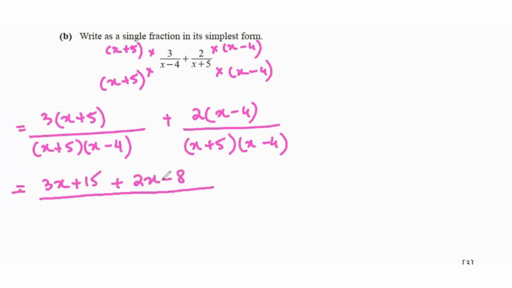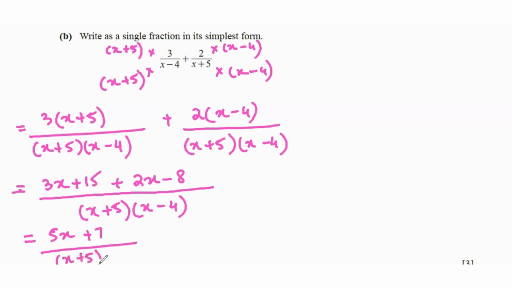I'm going to combine it as a single fraction because the denominators are equal now. 3X plus 2X is 5X. 15 minus 8 is 7. So that's going to be 5X plus 7 over X minus 5 times X minus 4. If you want to expand the brackets in the denominator, that is also fine. If you want to leave it as it is, that is also perfectly correct.